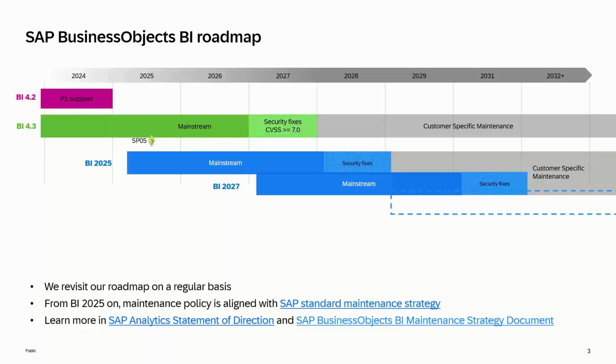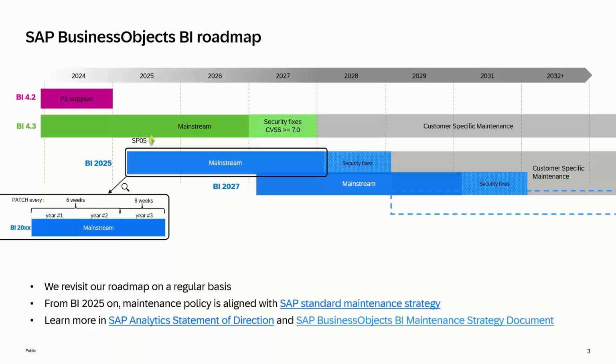As of today, we are committing to deliver BI 2025, and we're committing to BI 2027, and we are currently discussing internally the opportunity to announce already BI 2029. I can't announce it today because it's not completely cleared out, but hopefully I'll be able to do that in the short term. And when we can announce that, we will update the SAP Analytics Statement of Direction. You will have the link with the slide, which is the reference document when it comes to business objects strategy.